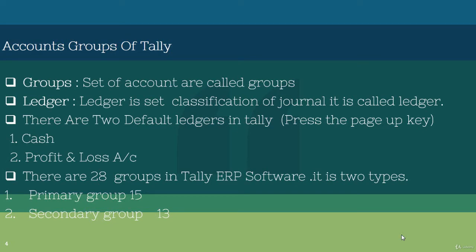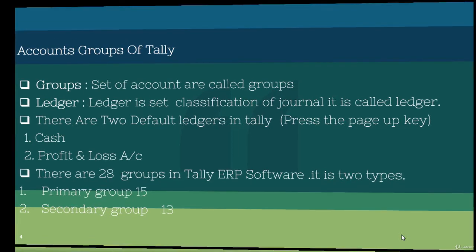There are two default ledgers in the Tally software. If you press the page up key, you can see the cash default ledger as well as the profit and loss account default ledger. And there are 28 groups in total. They are of two types: first primary groups, and then secondary groups. 15 primary groups and 13 secondary groups.